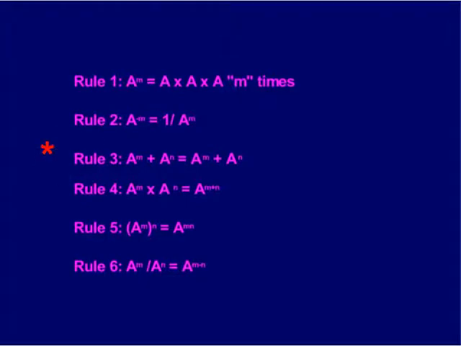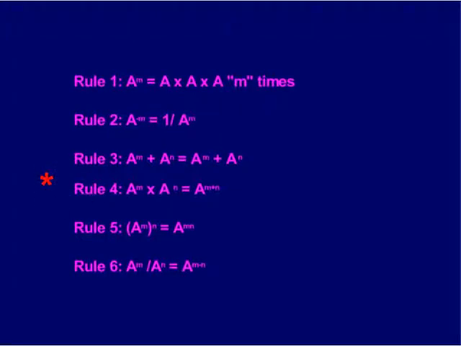Now, number 3 is the most important exponent rule we're going to go over. A to the m plus a to the n does not equal a to the m plus n. It's just a to the m plus a to the n. This is frequently a tripping spot. Remember, if you add or subtract the same number or variable with different exponents, you can't do anything to the exponents. All you can do is factor a little bit.